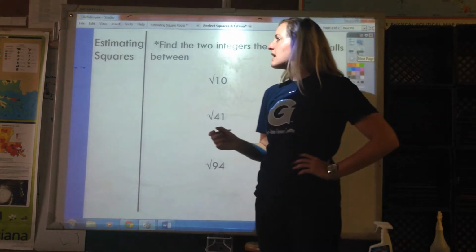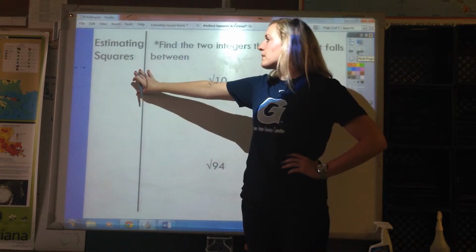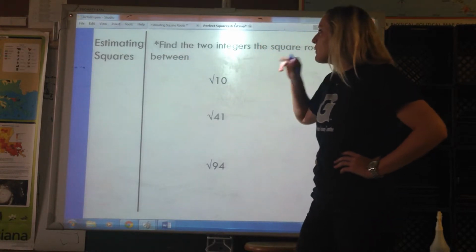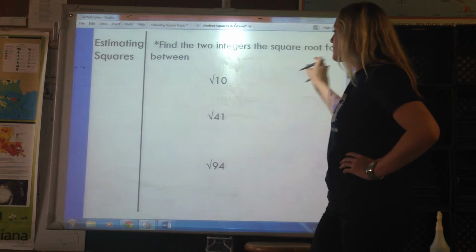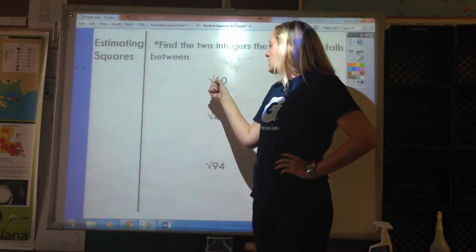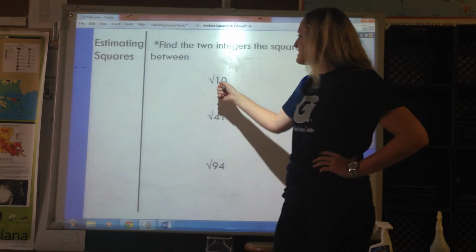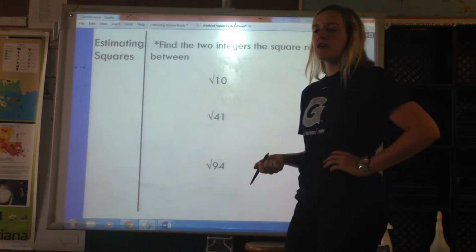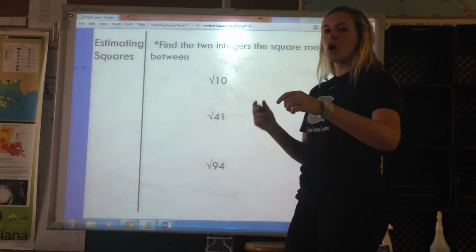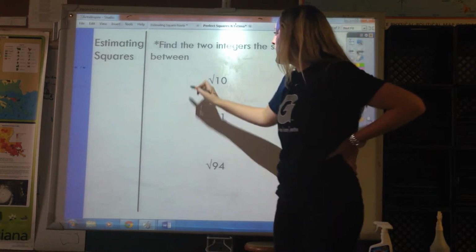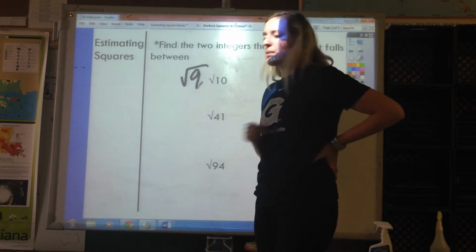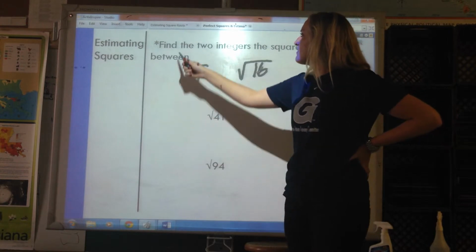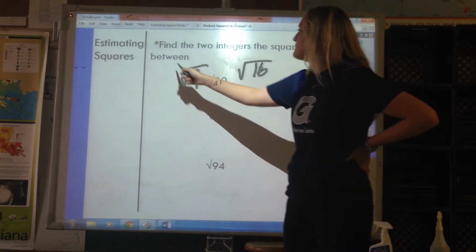All right. Sometimes, and most often, I'm going to be given a number where I have to estimate what the square root is. So today we're going to find two integers that the square root falls between. The square root of 10, this is not a perfect square. I don't know what this number is. So my first step is to figure out what perfect squares are around this number. And I know that 9 is a perfect square, and that 16 is a perfect square. And I'm looking for two integers that the square root falls between.